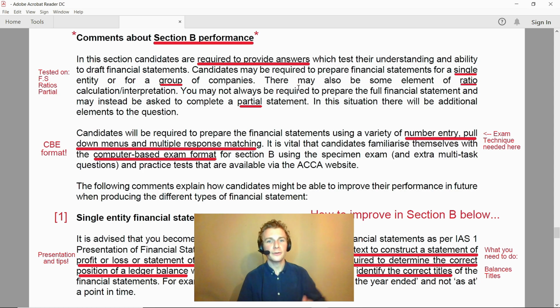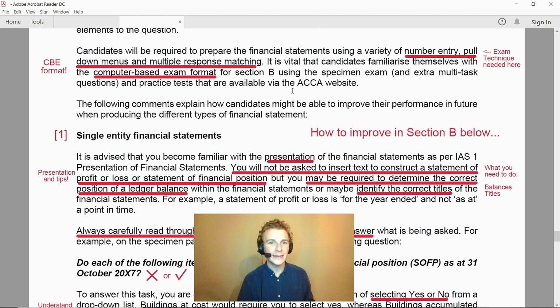So let's roll it through, because there are elements on here that are linked to the computer-based format. These are the sort of aspects, from an exam technique point of view, that we've got: number entry, pull down menus as well, and multiple response matching. So there are some elements in here, but you're also going to have some calculations. This is all for the computer-based format, so you can actually do practice questions online from this.